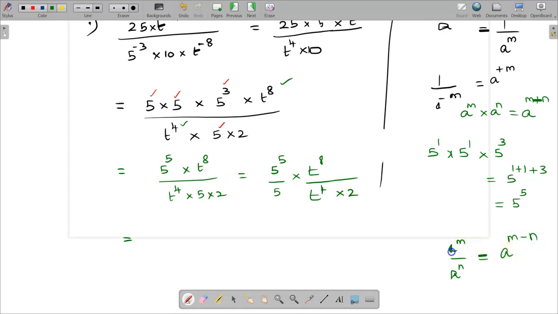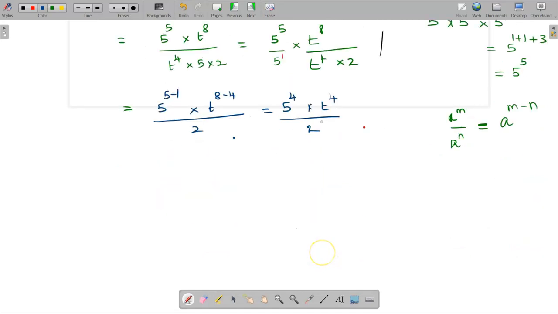When we have the same base but different powers, we can write it as a power m minus n. So the base is the same, but here the power is m, here the power is n. So we can write it as a power m minus n. So using that rule, whenever I don't see any power, it means it is 5 power 1. So I can write this term as 5 power 5 minus 1 into t power 8 minus 4, divided by 2, which is equal to 5 power 4 into t power 4 divided by 2.